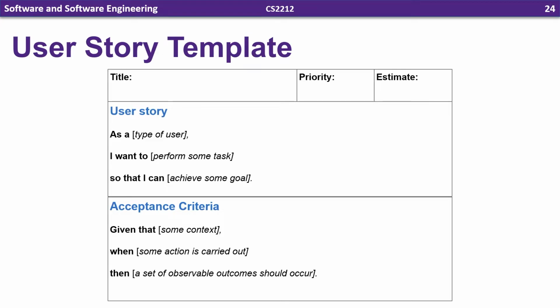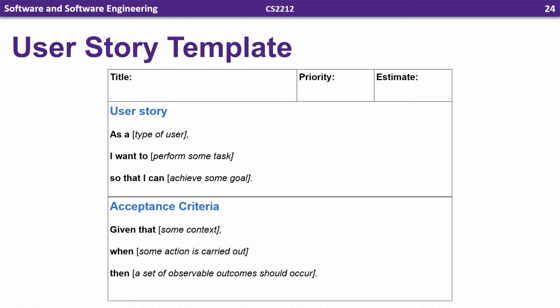I want to perform some specific task. And you also need to have some reason or goal associated with why you want to perform that task. So to keep on going with the learning management system example, it might be: as a student, I want to access my assignment grades so that I can assess my current standing in the course.